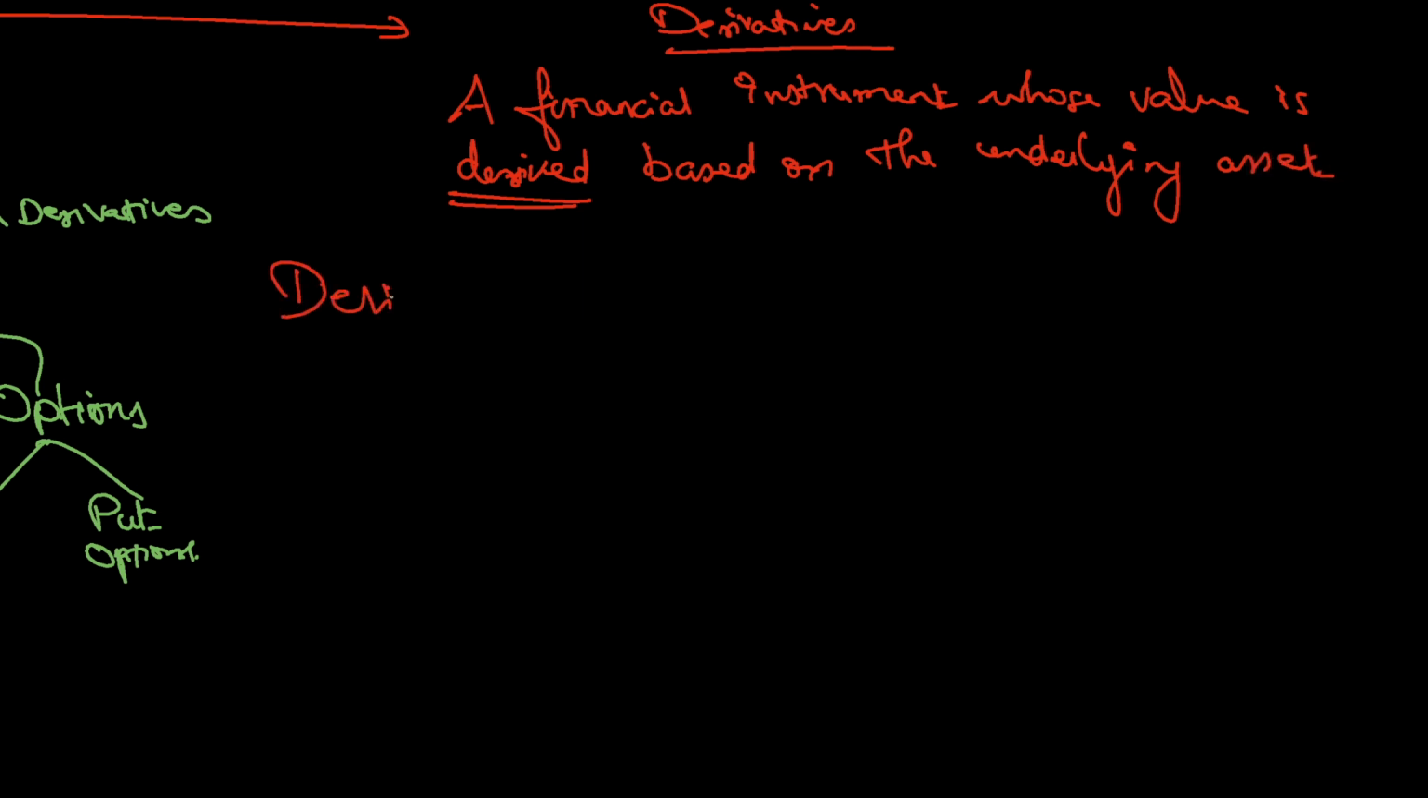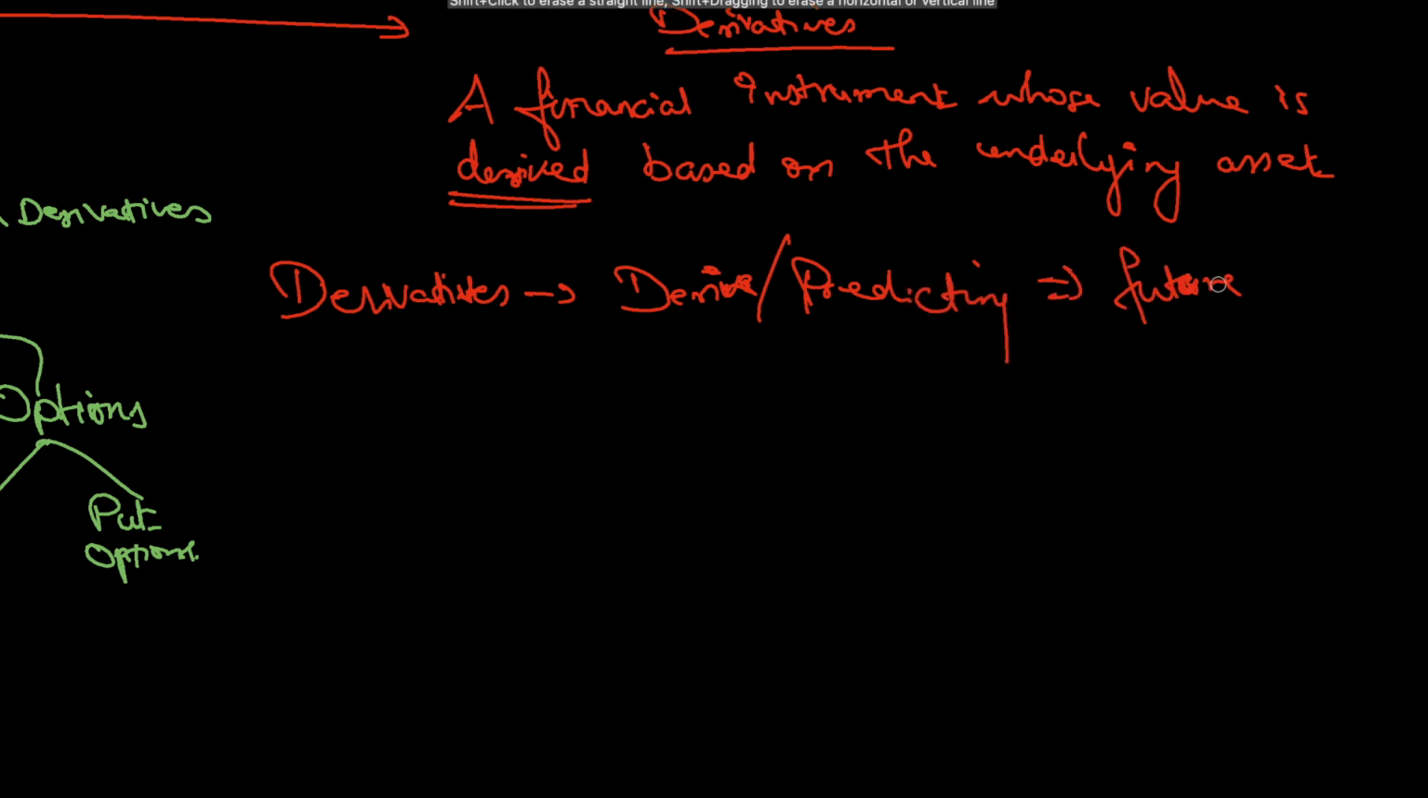Derivative is coming out of the word derive. So derive means predicting, finding. Deriving is always about talking about the future time.